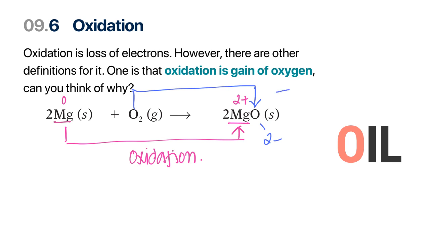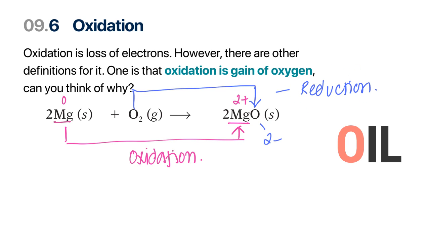So this over here is reduction, right? Now you say oxygen has been reduced and magnesium is oxidized. This is oxidation and this is reduction. Is this a redox reaction? What do you think? Yes, it is. Oxidation and reduction are taking place at the same time.